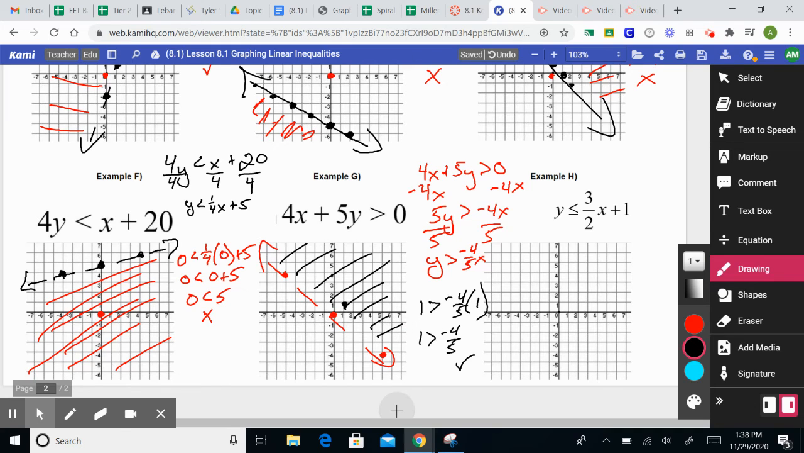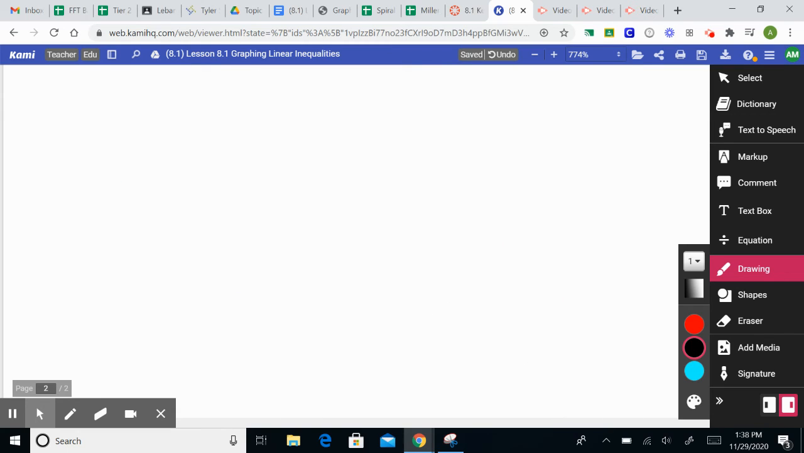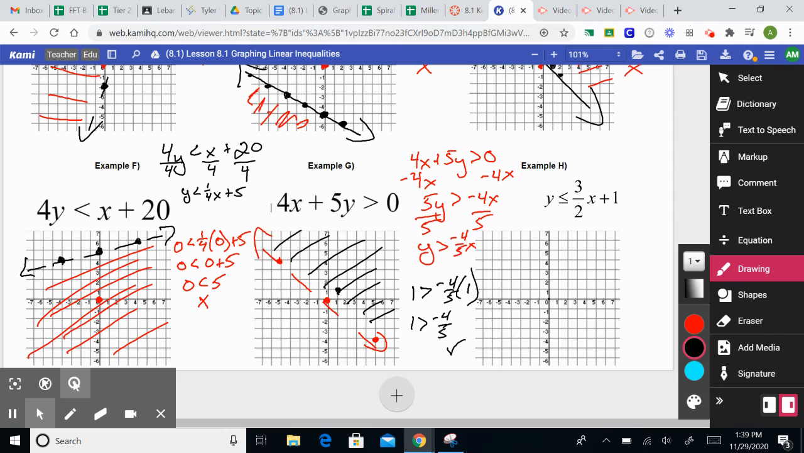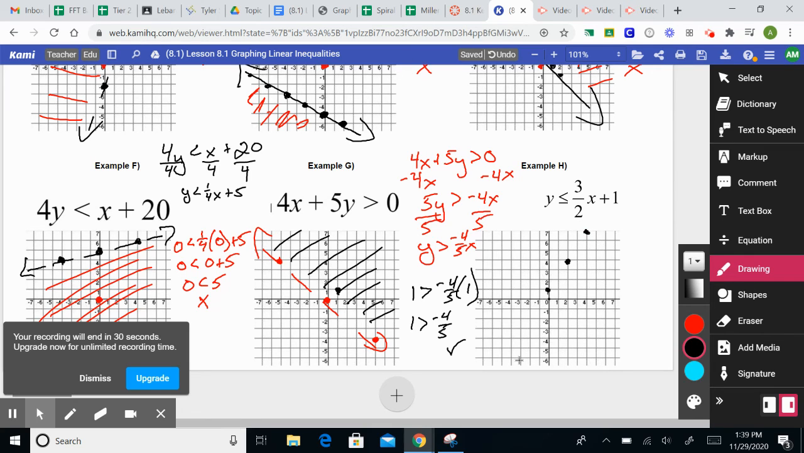All right? We got one more of these to do. Here I am going to start by putting my y-intercept at 1. Sorry guys, it freaked out a little bit. Let's put our y-intercept at 1. And then my slope is 3/2, so I'm going to go up 3, 1, 2, 3, over 2. Up 3, 1, 2, 3, over 2. Solid or dashed line? It will be a solid line.